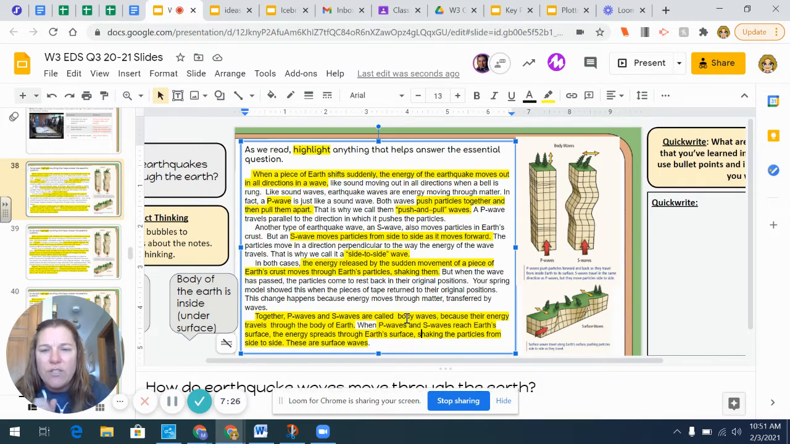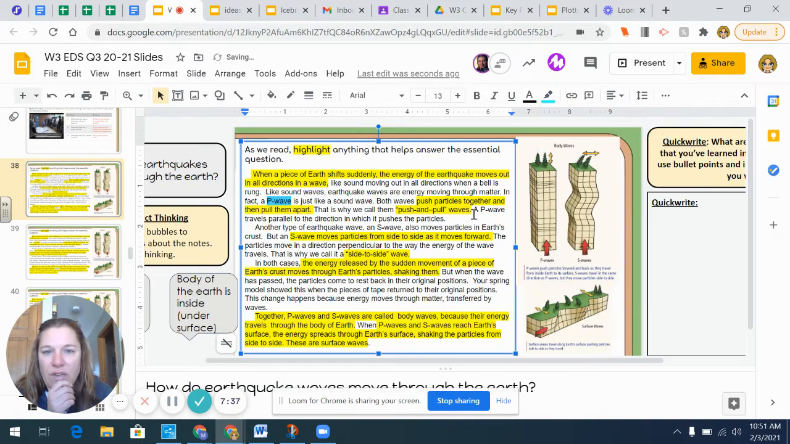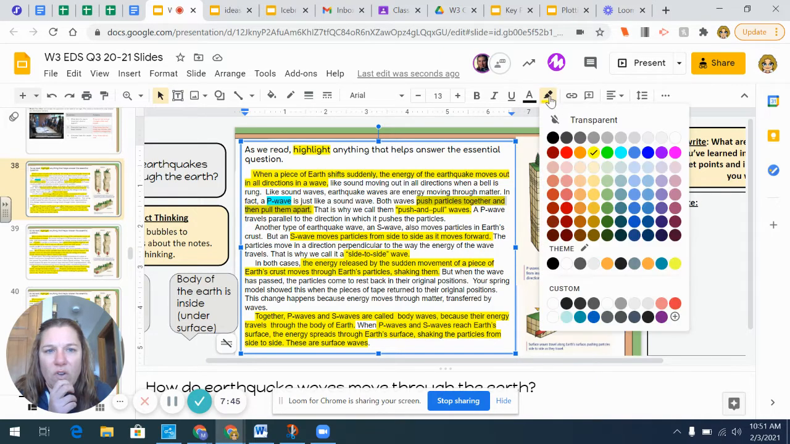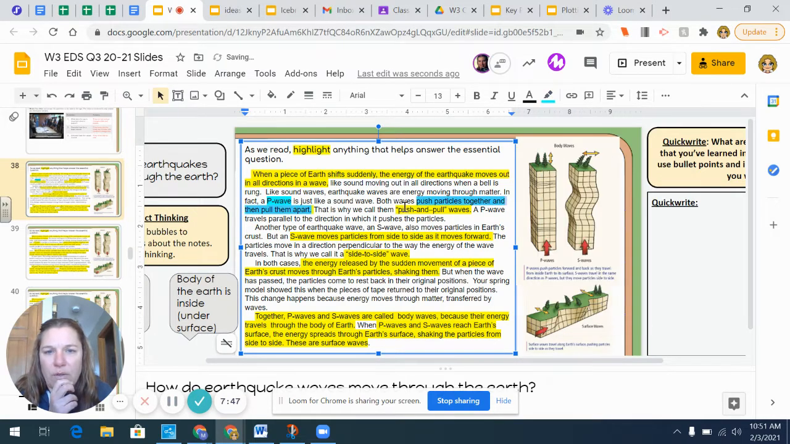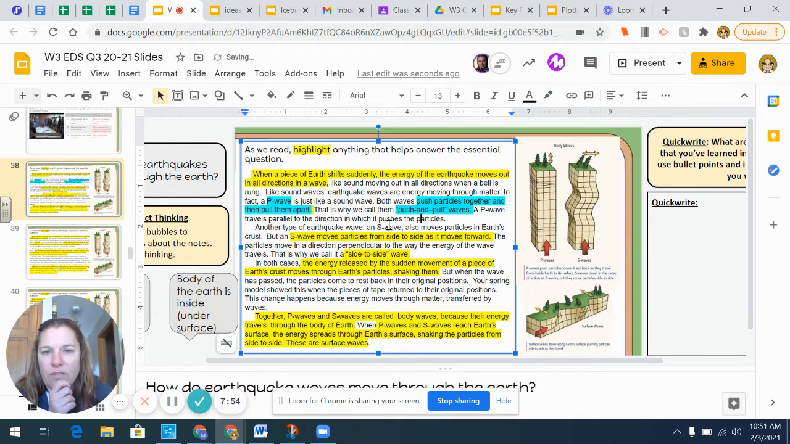What I kind of want to do, though, when I'm looking at this, my eyes are not pulled to the P waves and the S waves. So what I might do is I might go back and highlight P waves and S waves, maybe a different color. And I might decide to make this P wave stuff that I highlighted all blue because this is all about one type of wave. And you don't have to. I might make this S wave stuff.